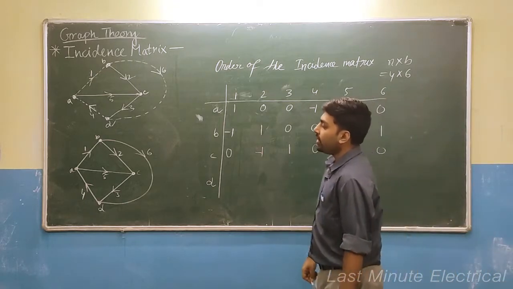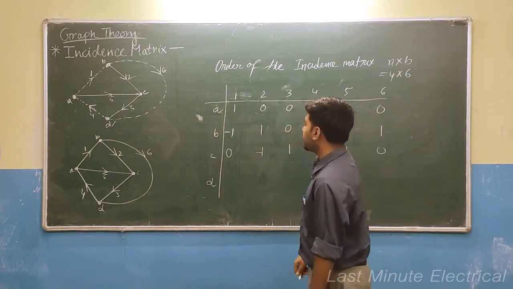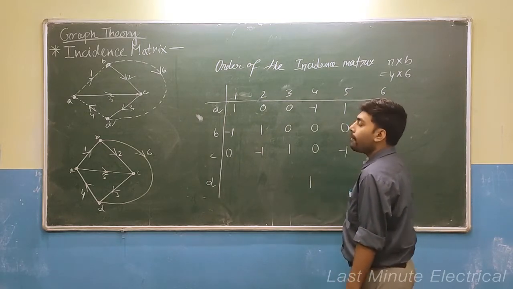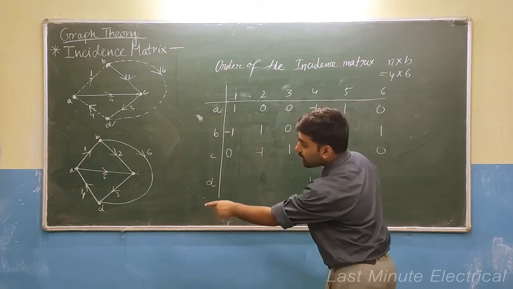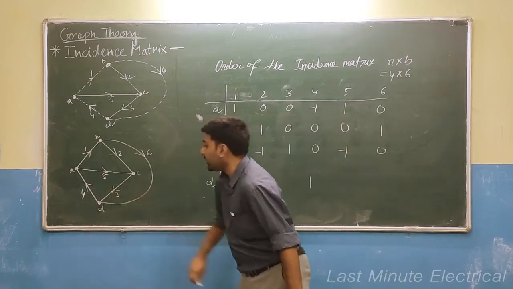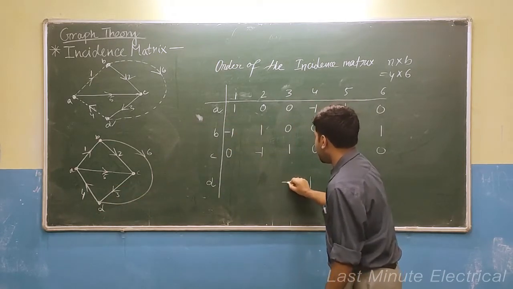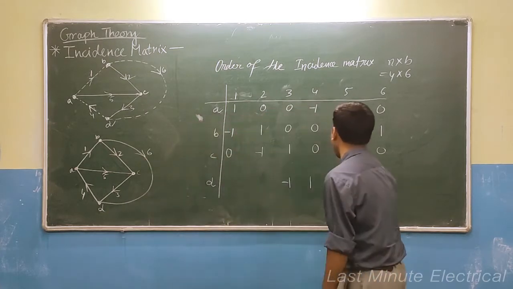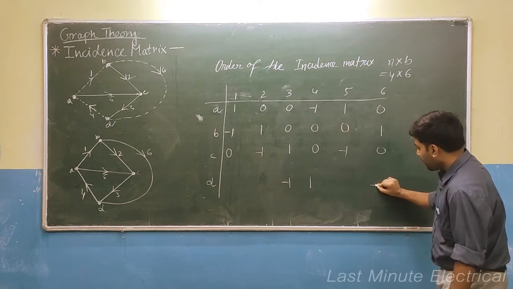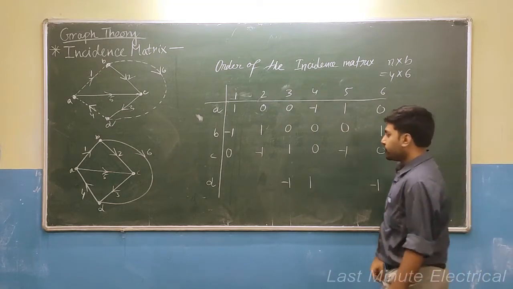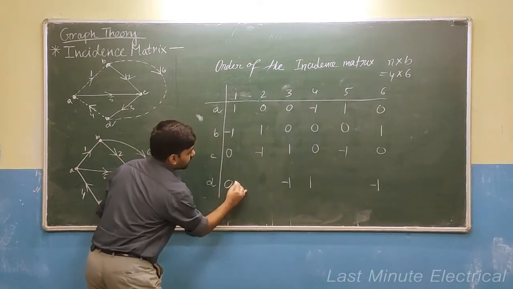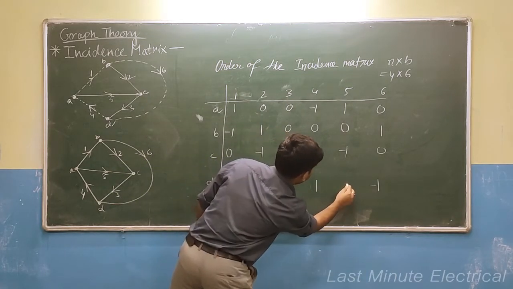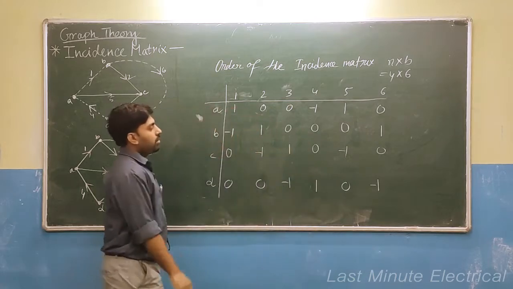Now consider node D, the last node. You can see 4 is outgoing, so take it as 1. 3 is incoming, so take it as minus 1 and 6 is also incoming, so I am taking 6 as minus 1. Okay. So the rest you take as 0.